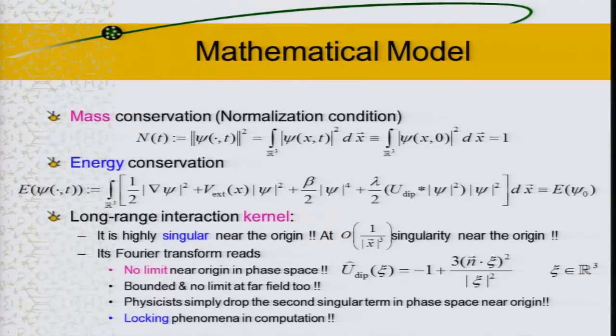So basically, the long-range kernel is highly singular at the origin, and look at its Fourier transform. You can see the U dipole hat symbol equals minus one plus this one. This symbol you can see is three (n dot xi) squared over |xi| squared. This guy, when the symbol xi goes to zero, is a zero over zero type, with no limit. When you do computation or analysis, for U dipole hat of xi, when xi goes to zero, which value do you choose? Due to this high singularity, but mathematically this convolution is well defined.